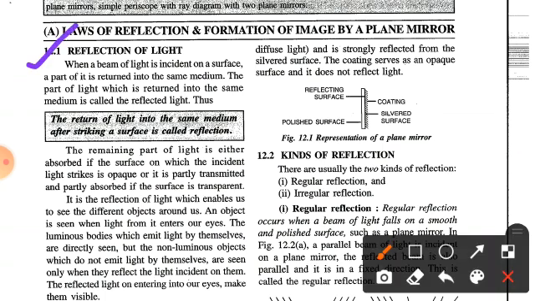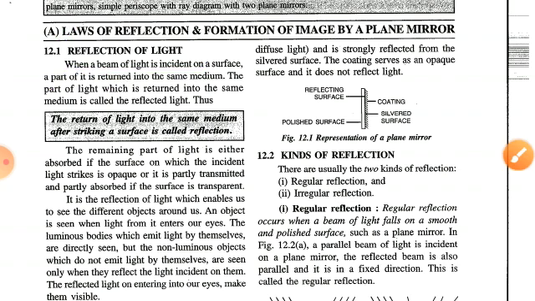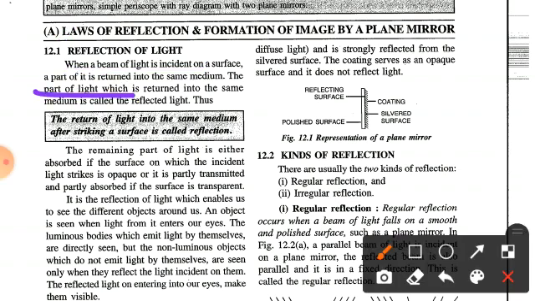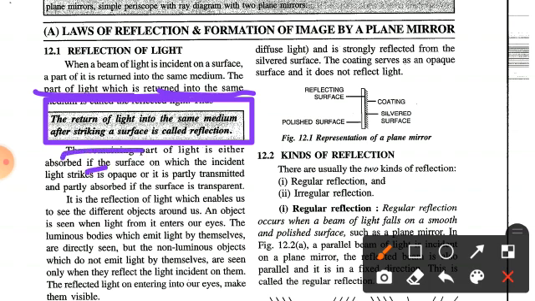What is the reflection of light? When a beam of light is incident on a surface, a part of it is returned into the same medium. The part of the light which is returned into the same medium is called the reflected light. So the return of light into the same medium after striking a surface is known as reflection. The remaining part of light is either absorbed if the surface on which the incident light strikes is opaque, or partially transmitted and partially absorbed if the surface is transparent.